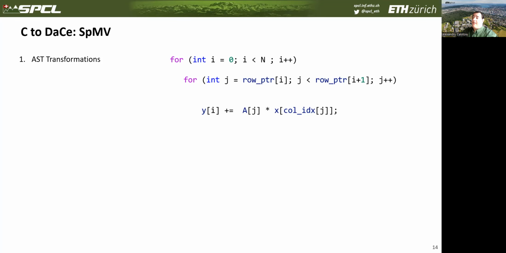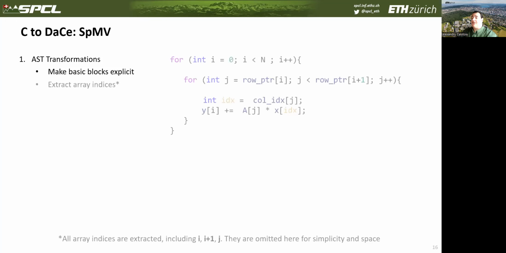The way that we do this is by starting with AST transformation. So we take the code, we generate the AST, and then we prepare the AST for transformation into an SDFG. We do this by first making some simple transformations, making basic blocks explicit, some transformations which are more involved, such as extracting all array indices, which leads to effectively an SSA form, so static single assignment form for all array access patterns. This will be important later, and many other such transformations.